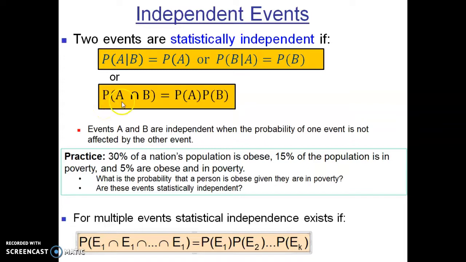Okay? We can also evaluate statistical independence with this formula. This says the probability of A intersecting B is equal to the probability of A times the probability of B. If this statement is true, if these do in fact equal each other, we say the events are statistically independent. If these don't equal each other, we cannot say they're statistically independent. For this one, let's practice. It says 30% of a nation's population is obese, 15% of the population is in poverty, and 5% are obese and in poverty. What is the probability that a person is obese given they're in poverty? And are these events statistically independent?